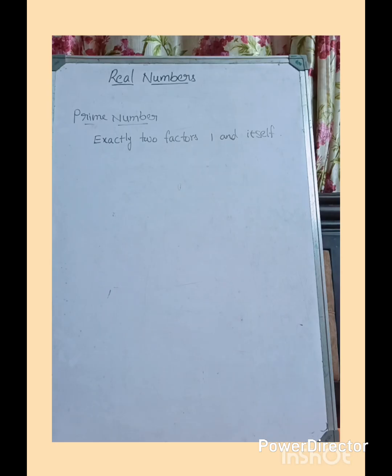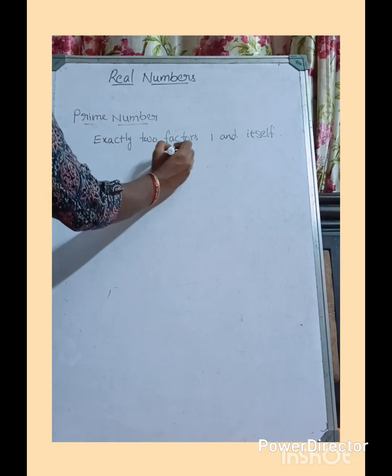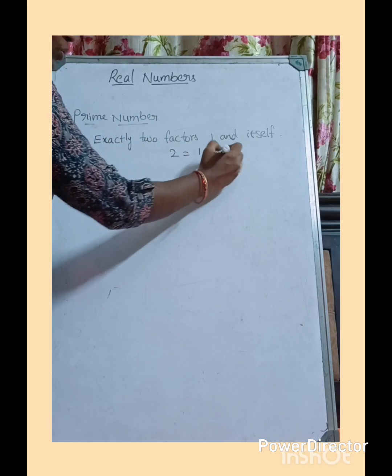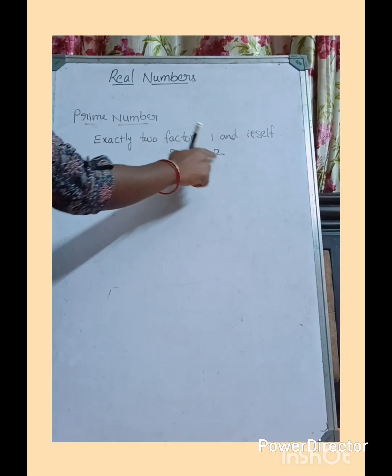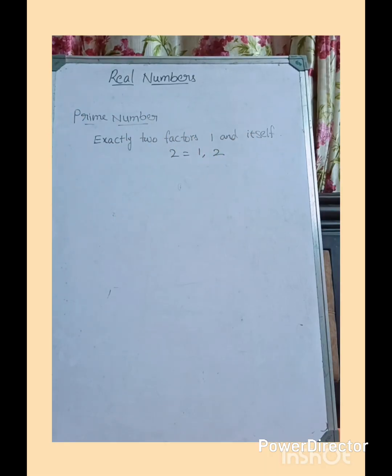So what example can we give? 2 is a prime number. 2 is the even prime number also, we can say. Only one even prime number we have. Two factors are what? 1 comma 2. 1 is the number, and itself means 2 itself. So what are the factors of 2? 1 comma 2. 1 and the number itself. So the factors of 2 are 1 comma 2. So it is a prime number.